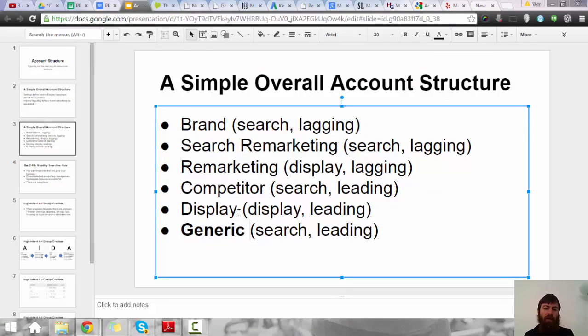Now, display is a bit tricky. Display is a lot trickier because it's a lot less targeted. What you'll notice is the groups I really focus on are competitor and generic. I think these are the two most important. I think competitor is one of the most underlooked campaign types that people are running nowadays, and it also can bring insane amounts of targeted volume to whatever your business is.